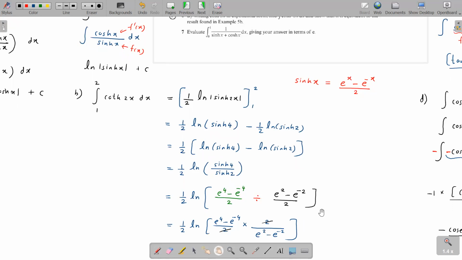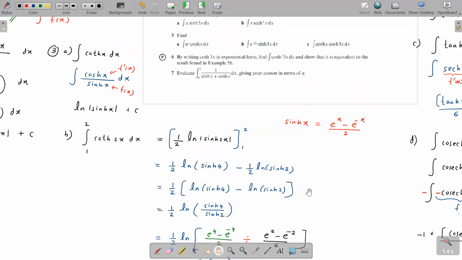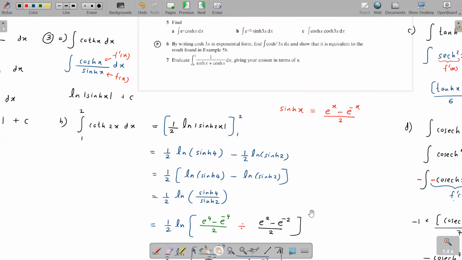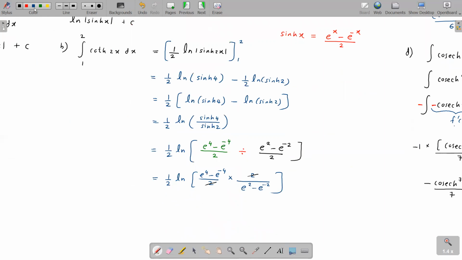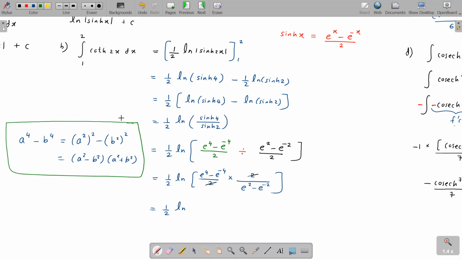However, you can see I need to get the show that. The show that doesn't have e to the power 4. They have e square plus 1 over e square. So how do we simplify from this point onwards? Yeah, we can use difference of two squares. If you have a to the power 4 minus b to the power 4, you can write it as a square minus b square times a square plus b square. Just reminding you how to use difference of two squares for a quartic power. This is the simple a square minus b square rule, but with the power 4.